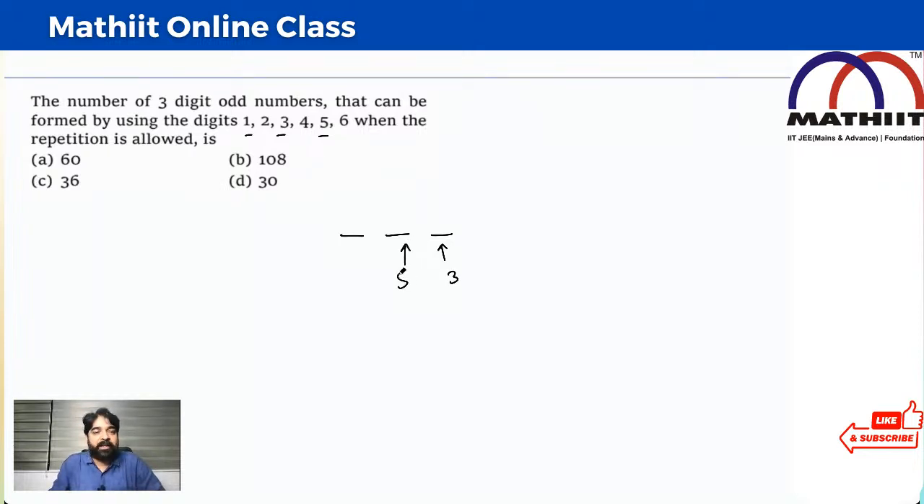This place can be filled in 6 ways. Here repetition is allowed, which means whatever digit came here, the same thing can come here also. This place can be filled in 6 ways, and this place also in 6 ways. The total, I guess, is 36 into 3, that will be 108. B will be the answer. I hope it's clear to everybody.